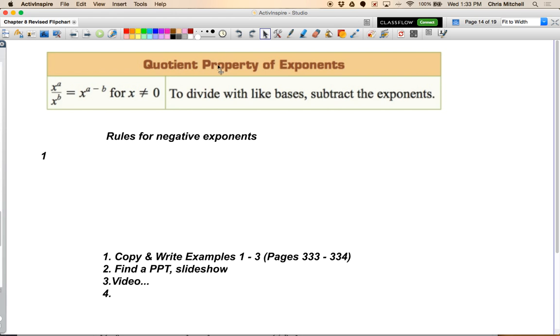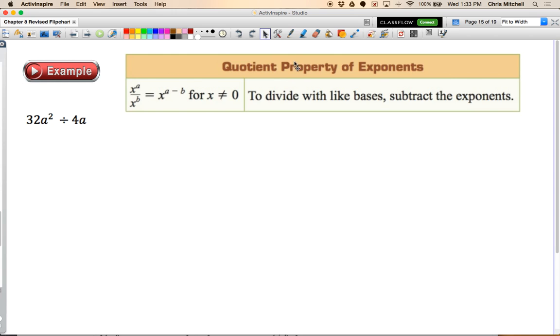Just know that with quotient properties, let's go to the next slide. When you're working with quotient properties of exponents, we're going to divide with like bases and subtract the exponents. So there are only two things that we're going to be working with. One, division. This next one, subtraction. You should be able to do those two without any problems.